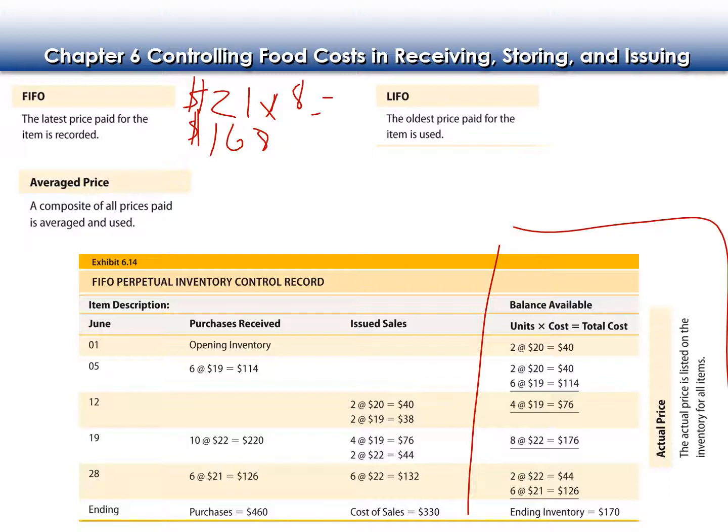If we did LIFO, what's the oldest dollar amount? $20. We see it right here. That's the oldest that we paid. So let's do LIFO in orange. We have 20, so 20 times 8 is 160. We're $10 off on our inventory. Average price. Okay, so we've got all of the totals right here. So we've got 40. So we cross that one off.